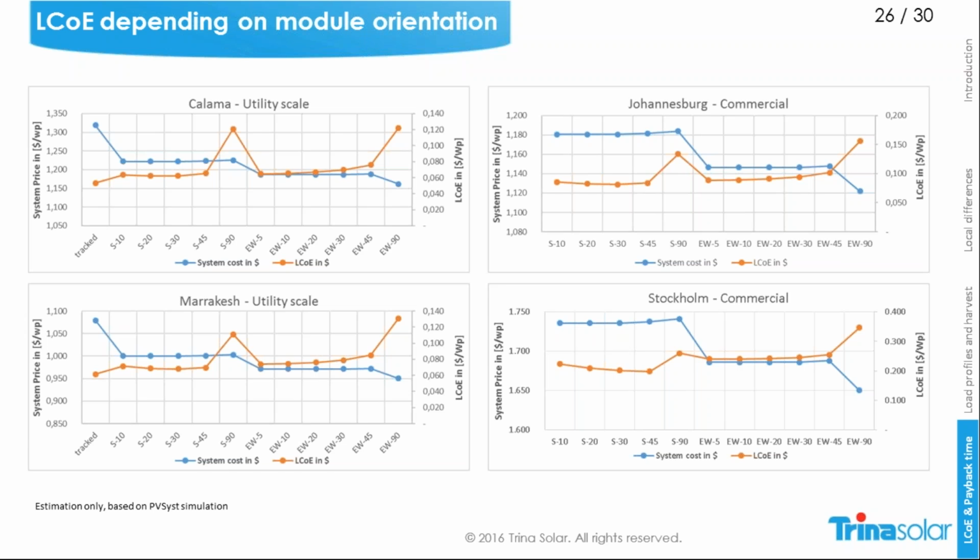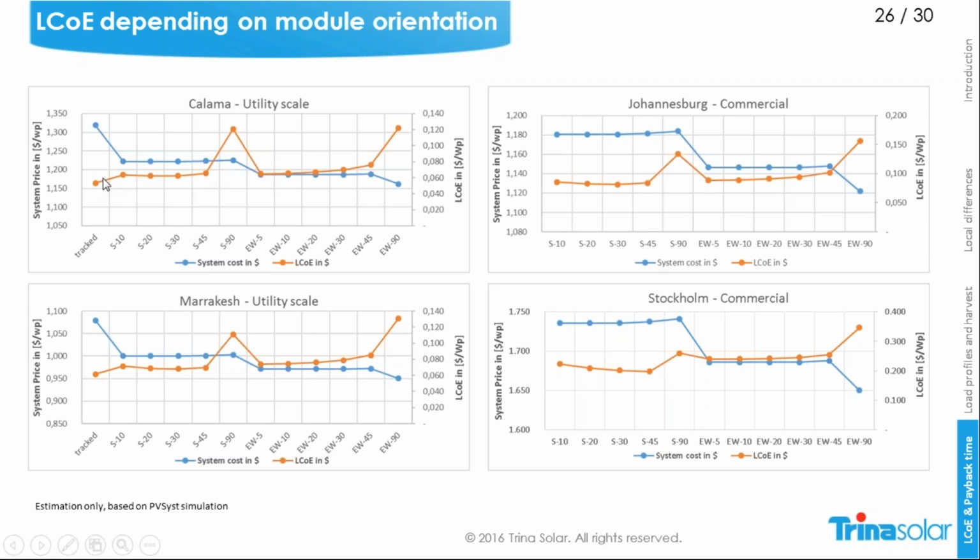And you can see here in all the graphs it's quite similar. So you have here the system costs as a blue curve, and then the levelized cost of energy as the orange one. And we always go here from 5 degrees up to 90 degrees in the east-west, and the same here, we have the tracker system.